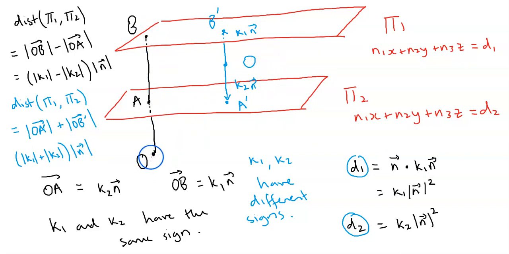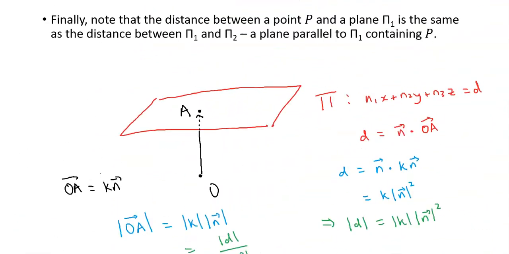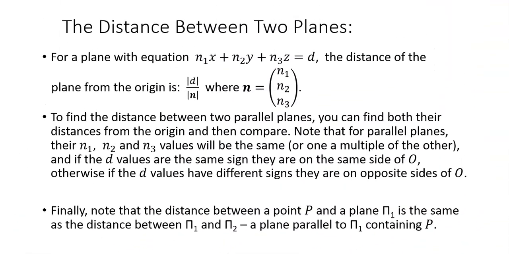You have either the origin on one side of them, or the origin is in between them. There's no other possibilities. And you can tell which case you have depending on whether the values of d1 and d2 are the same sign. Notice that it only really makes sense to find the distance between two parallel planes, so that probably should have been included.